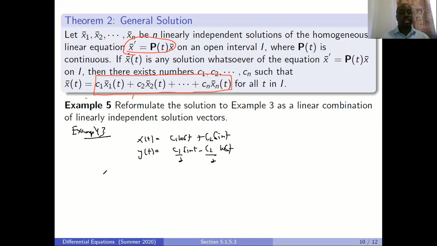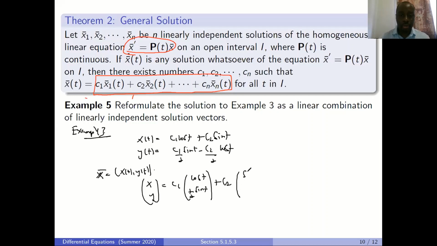All right. Now, if I denote x bar as x of t, y of t, then notice that I can rewrite this equation as xy is c1 times cosine of t, 1/2 sine of t, plus c2 times sine of t, minus 1/2 cosine of t. And so notice that my x bar is really a linear combination of two vectors.